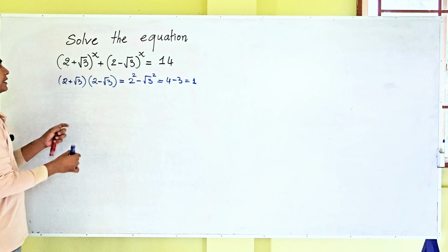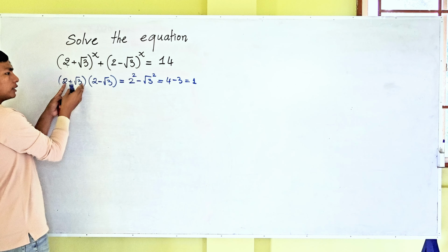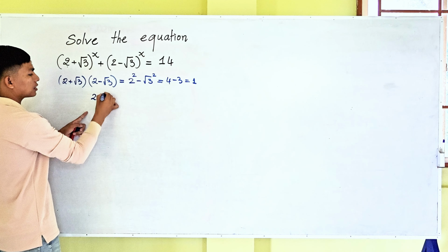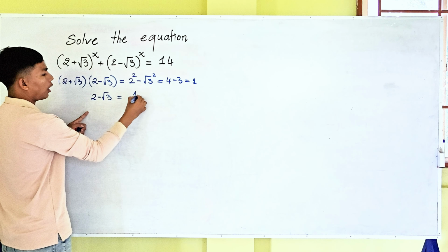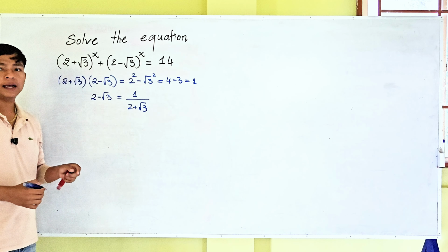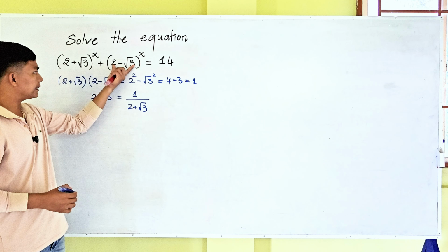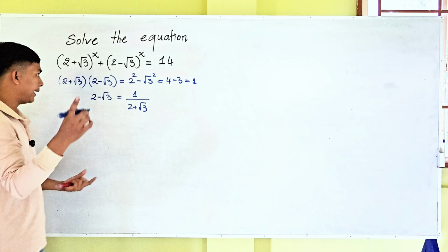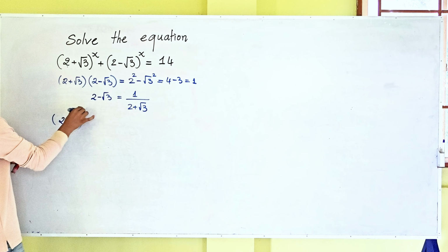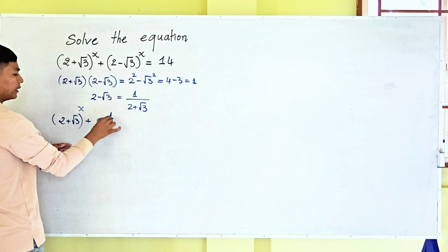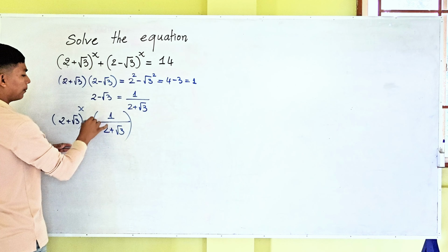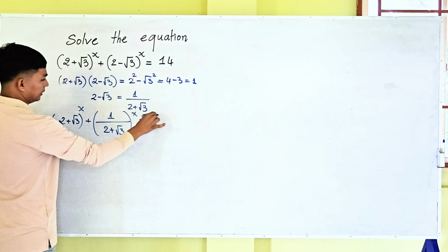So now I take 2 plus square root 3 to the right hand side. We get 2 minus square root 3 equal 1 divided by 2 plus square root 3. And now I replace this by this. We get (2 plus square root 3) to the power 8 plus (1 divided by 2 plus square root 3) to the power 8 equal 14.